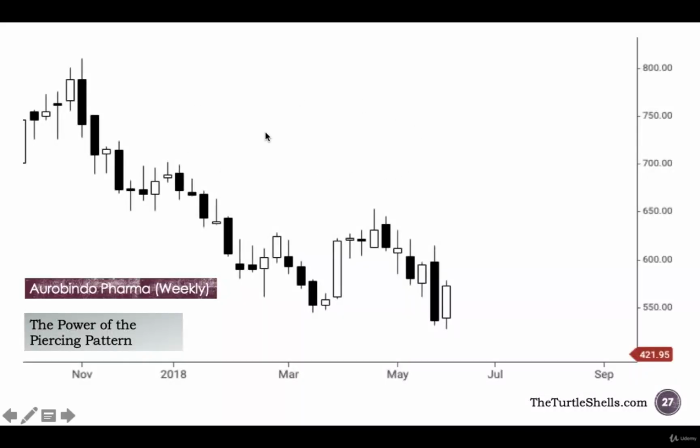Now, to illustrate the power of the piercing pattern, I would like to take a weekly chart, because as discussed before, the bigger the time frame, the more probability that the trade will work out in our favor. So this is the Aurobindo Pharma weekly chart. It's a big downtrend, big because the price has almost gone from 800 to near 550. So that's a very, very prolonged downtrend in that stock.